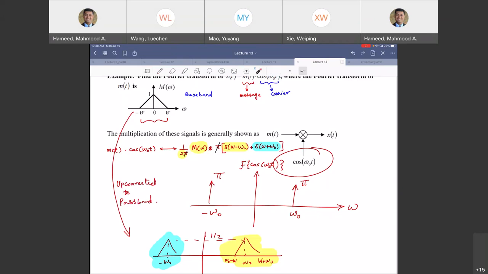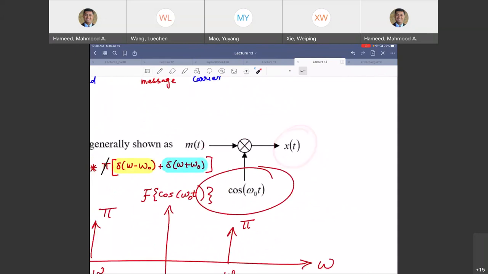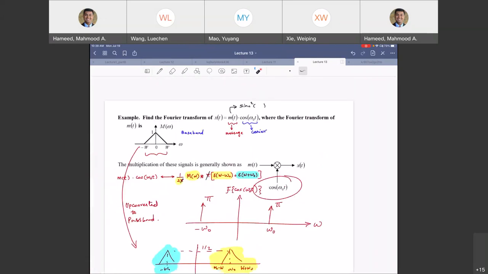Now, because we know the frequency of the carrier signal, omega naught, we know the center frequency. And because we know the bandwidth of our message, we know the width of the triangles as well. Half goes here, half goes there. So that's what your x of t in frequency domain looks like, right? X of t in the frequency domain looks like two triangles that are at plus omega naught and minus omega naught. Each of them has a width of 2 times W. Good.